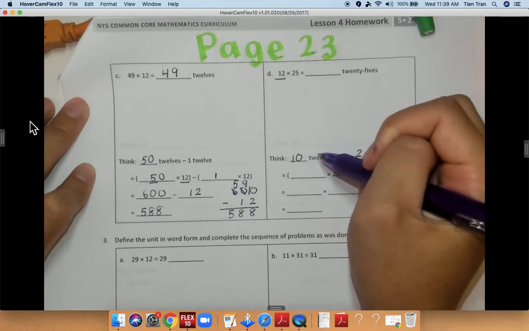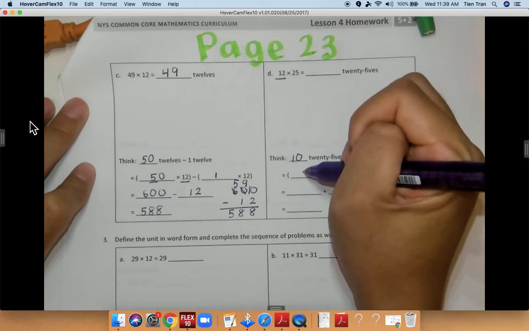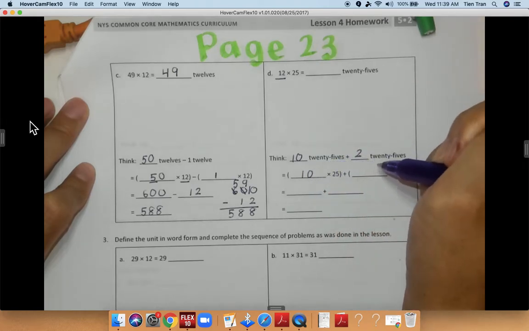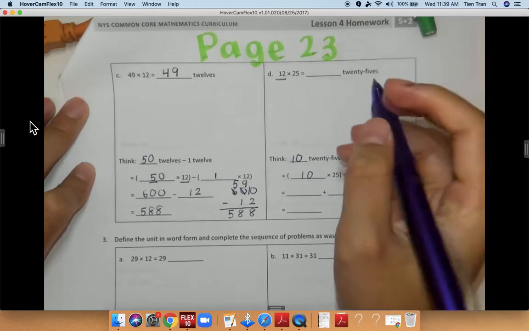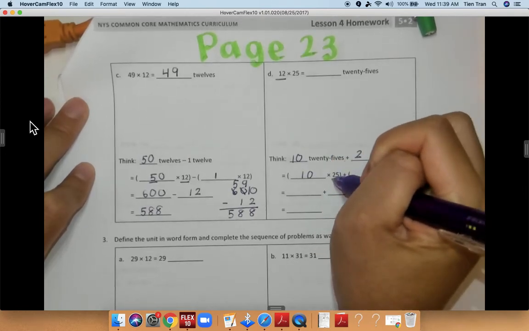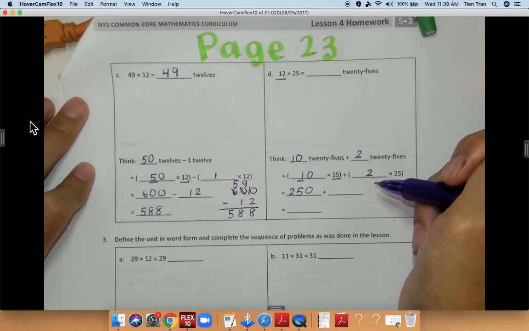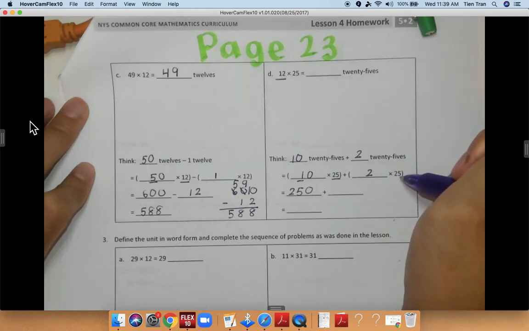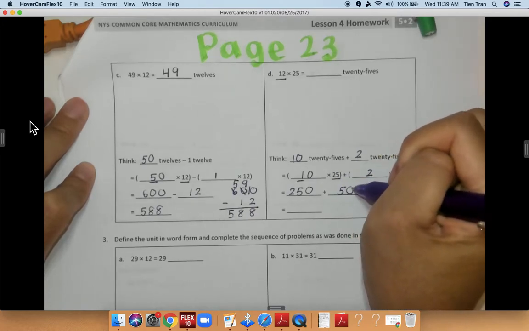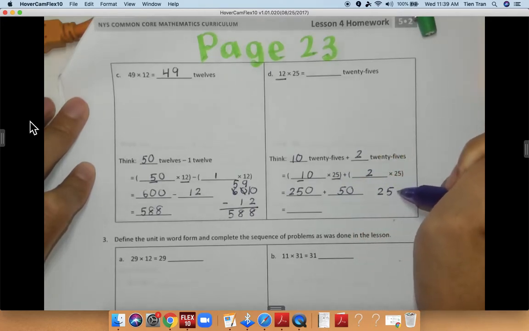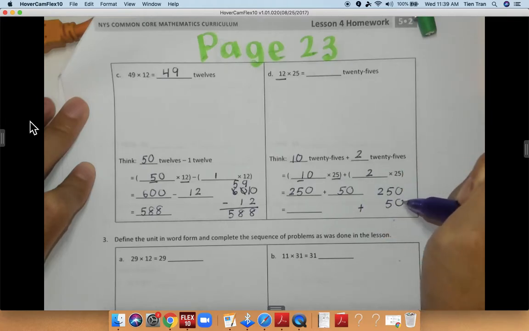So 10 25s, so I'm going to write down 10 times 25, and on this side I have 2 times 25. I know that 1 times 25 is equal to 25, and then I'm adding my 0 at the end. On this side, I have 2 times 25. Think of quarters. 2 quarters is equal to 50 cents. So I'm adding 250 plus 50.